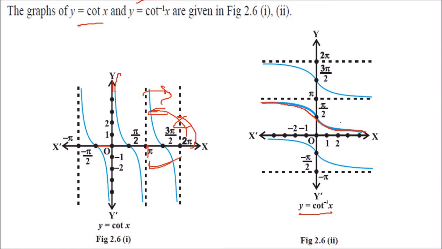It never touches 0. The restriction is 0 to pi. The restriction is pi to 3 pi by 2. The restriction is minus pi to 0. So you can take any, but we will take this as the principal branch. And the domain is 0 to pi, but the range is any real number.